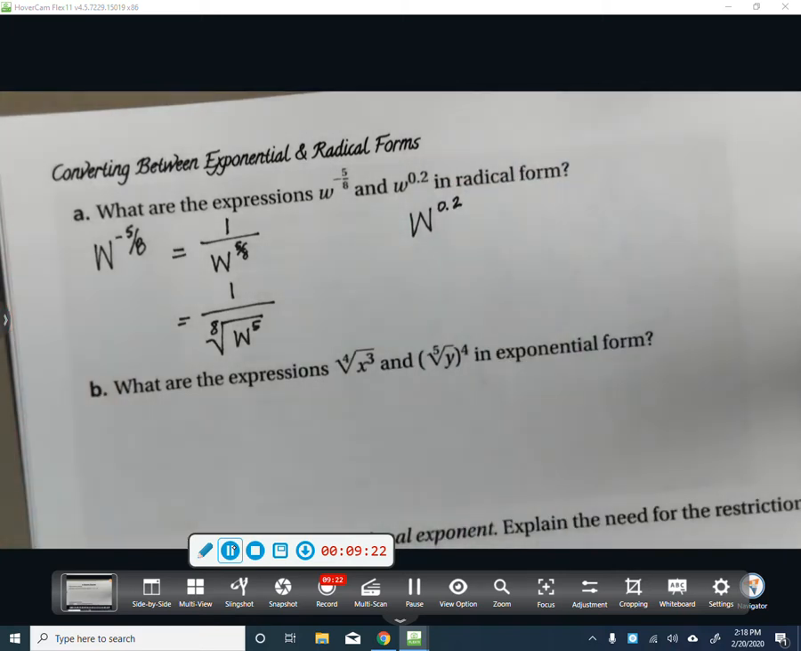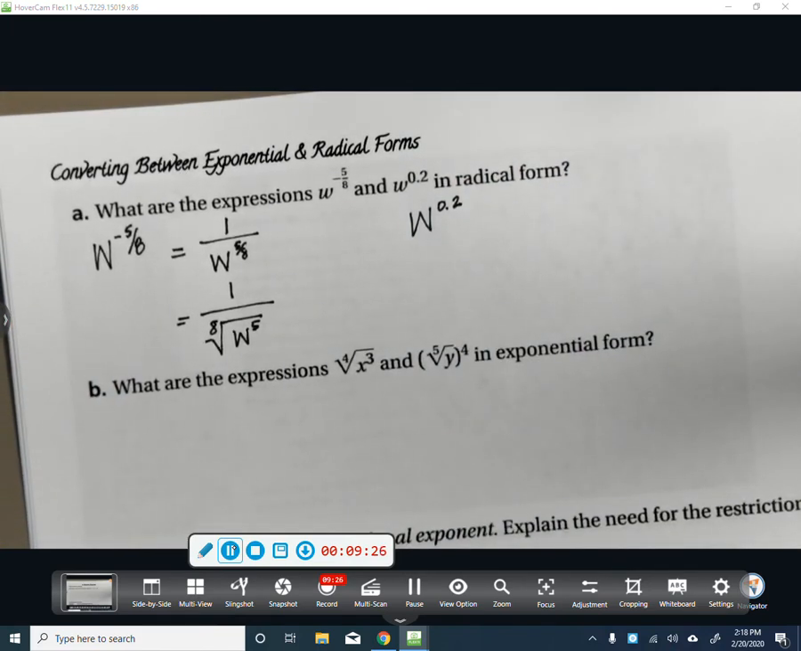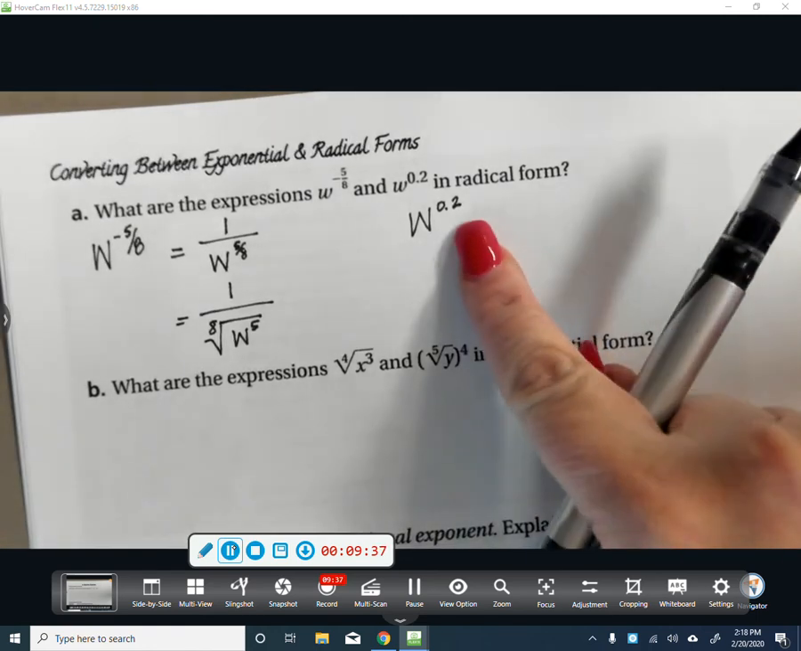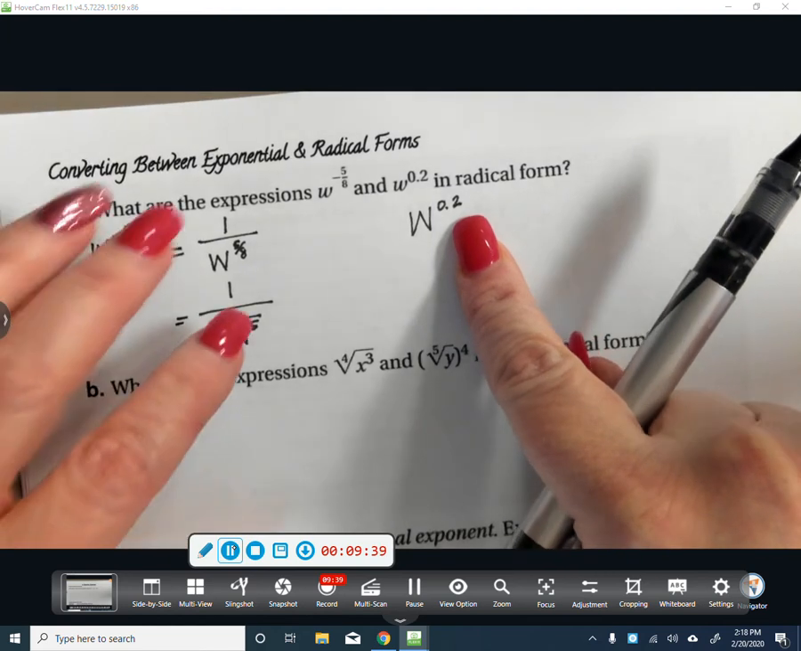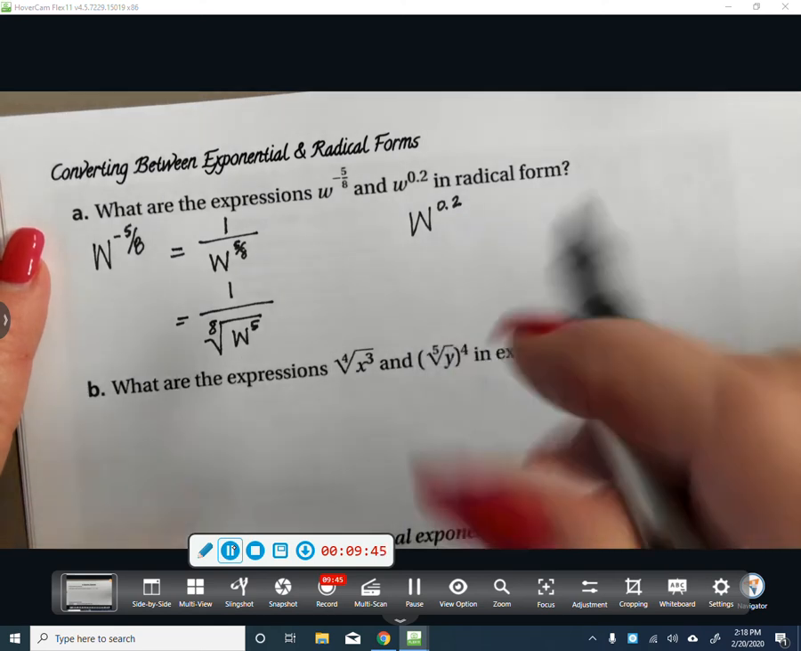Okay, let's do it again, except this time I have w to the 0.2. Well, first of all, I don't like that decimal. So can you please tell me the fraction for it? I just want the fraction for 0.2. What is the actual fraction for 0.2? 1/2.